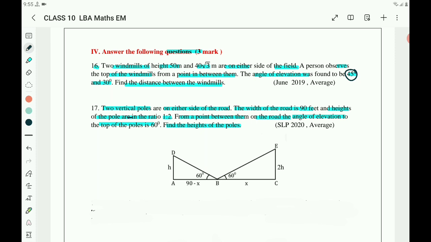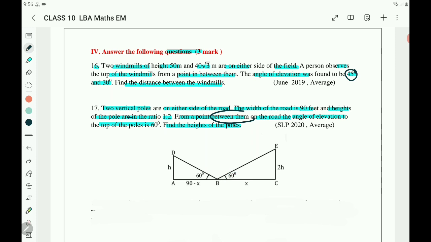Then from a point between them, here you consider B is a point between the poles, the angle of elevation to the top of the poles is 60 degrees. Find the height of the poles. Here, the angles of elevation of both tops from the point B are 60 degrees and 60 degrees. From B, D is the top of one pole and the angle of elevation is 60 degrees. If E is used, then also the angle of elevation is 60 degrees.